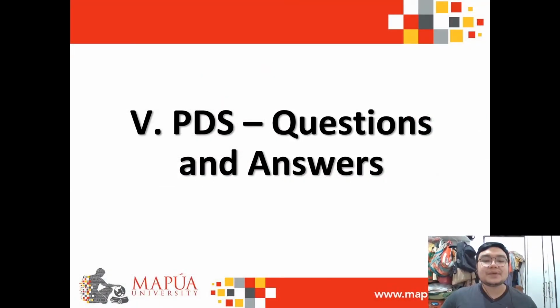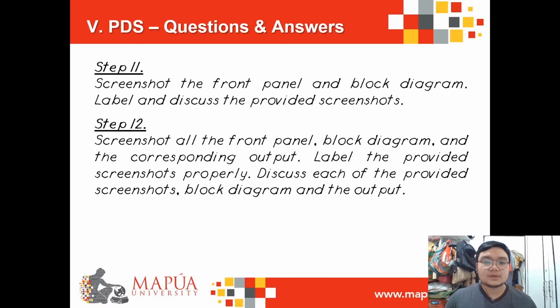Next part is the PDS and questions and answers. There are two questions in the PDS, the first of which is to screenshot the front panel and block diagram, label and discuss the provided screenshot. As for the step 12, screenshot all the front panel, block diagram, and the corresponding output. Label the provided screenshots properly. Discuss each of the provided screenshots, block diagram, and the output.